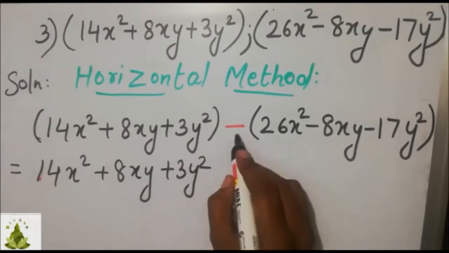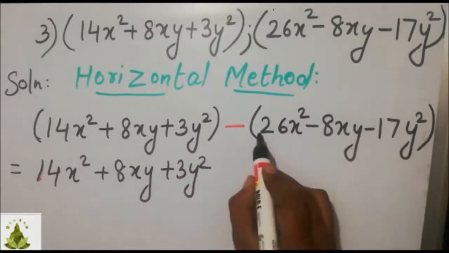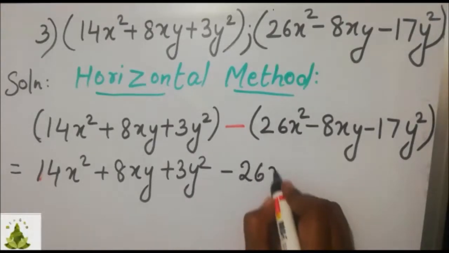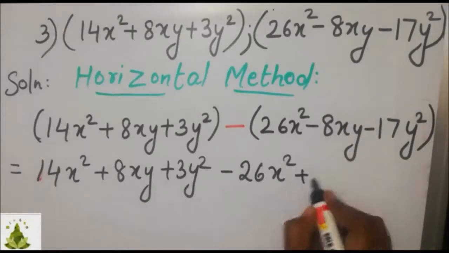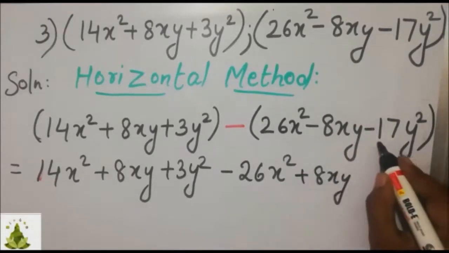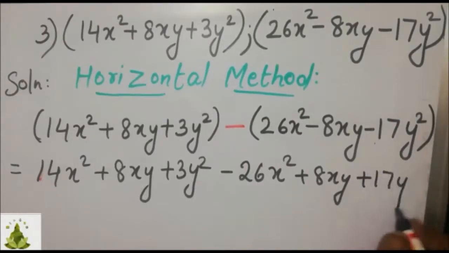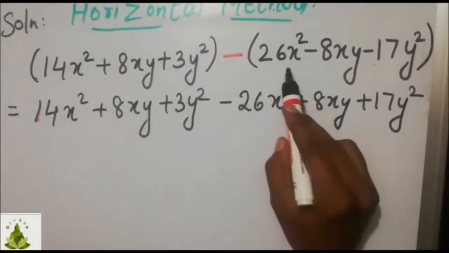When it is minus here, just take the opposite of each term. What is the opposite of 26x square? Minus 26x square. What is the opposite of minus 8xy? Plus 8xy. What is the opposite of minus 17y square? Plus 17y square. Is it clear to you? When it is subtraction, just take the opposite of the number inside the bracket.